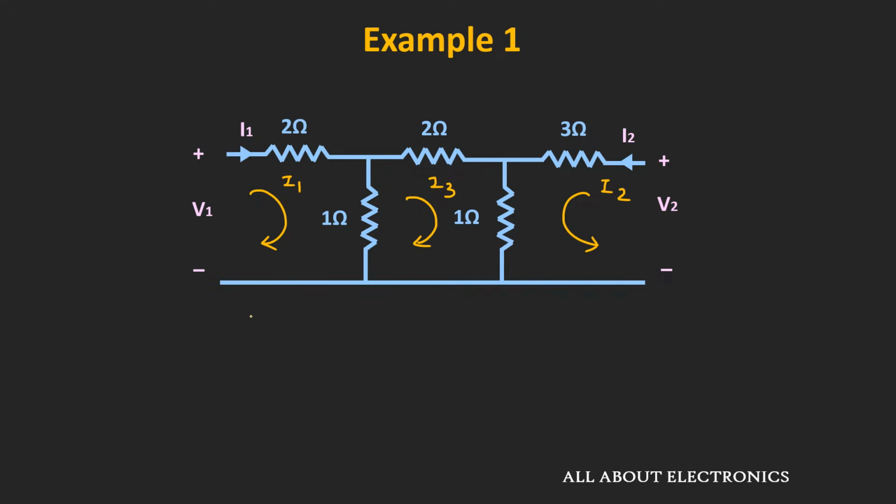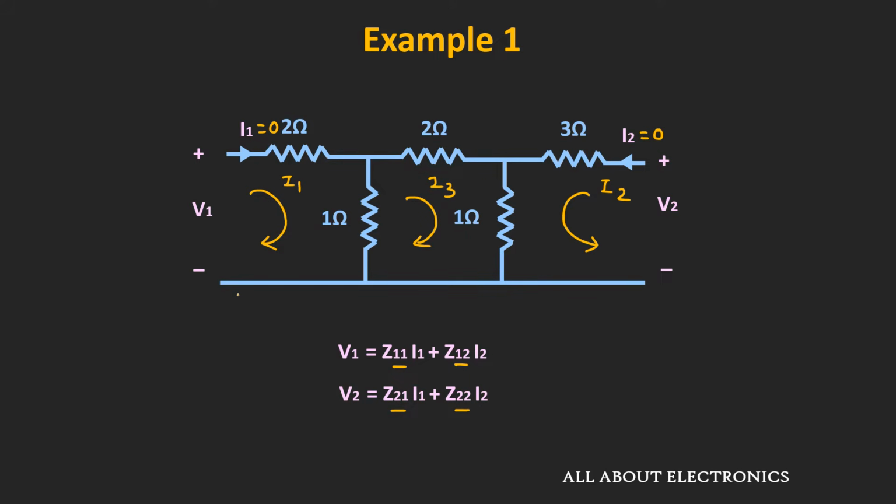Now here there are two ways by which we can find the Z parameters. The one way is we can consider this port 2 as open circuit or consider this current I2 as 0, and we can find the ratio of V1 and I1 and V2 and I1, and in this way we can find the Z11 and the Z21. Similarly, by considering this current I1 as 0, we can find the Z12 and the Z22.